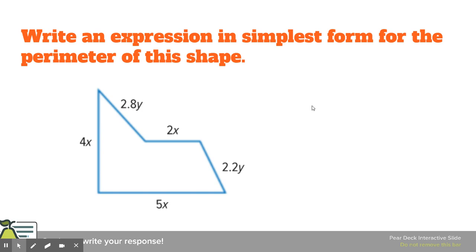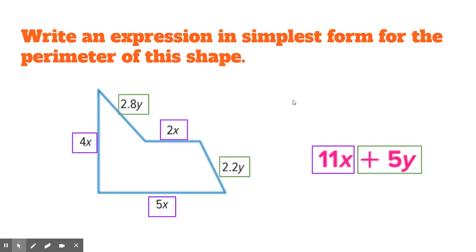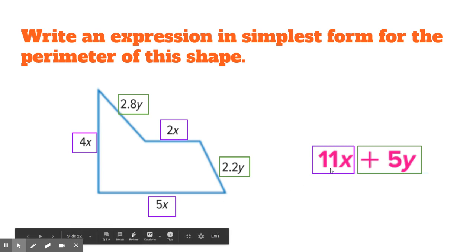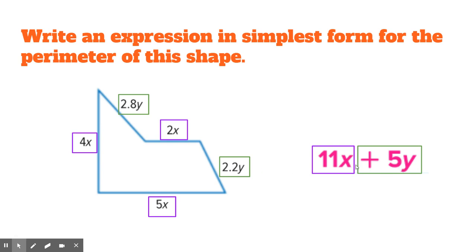So we're going to write it in simplest form. You could write out 4x plus 2.8y plus 2x plus 2.2y plus 5x. That's the way you could write it out, but what would that look like in simplest form? Pause it and answer it, please. And in fact, if we added 4x, 2x, and 5x, we'd have 11x. If we added 2.8y and 2.2y, we'd have 5y. It'd be 11x plus 5y.